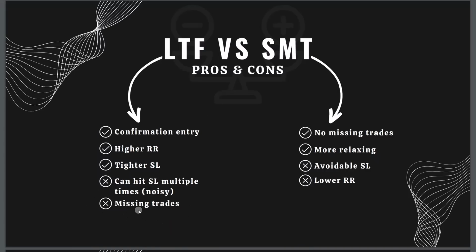Another thing is missing trades. Let's imagine that price was going into the order block and immediately reacted down without any structure, without giving you any structure, any change of character. You would be missing the trade, and there is nothing that you can do about this.